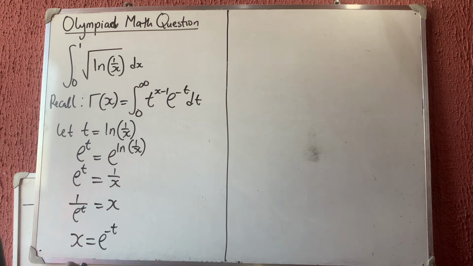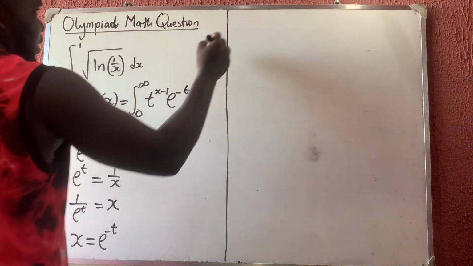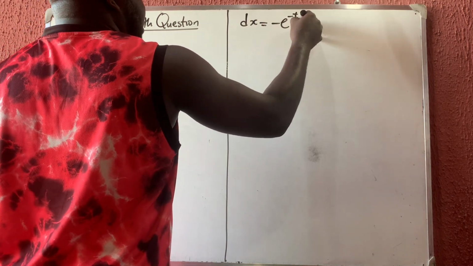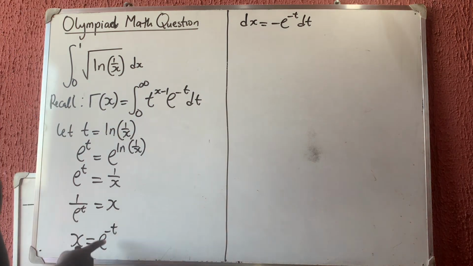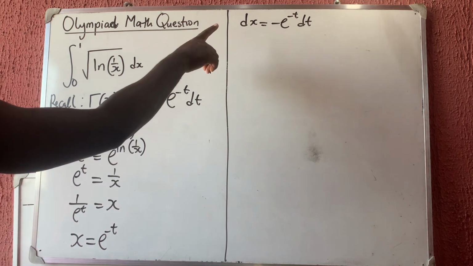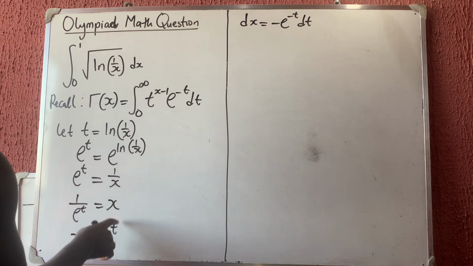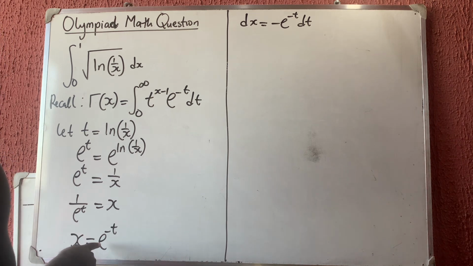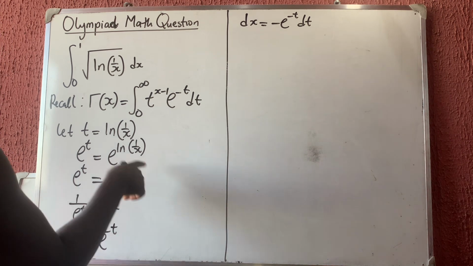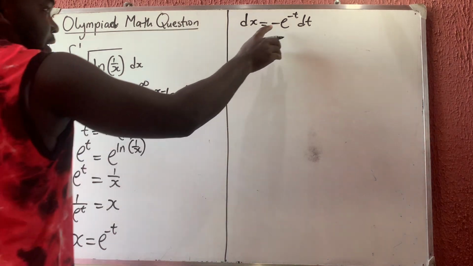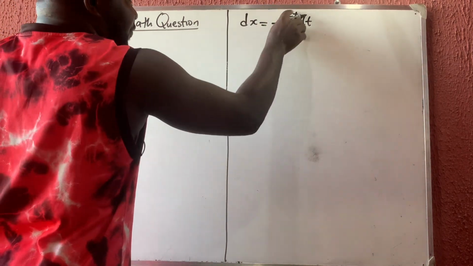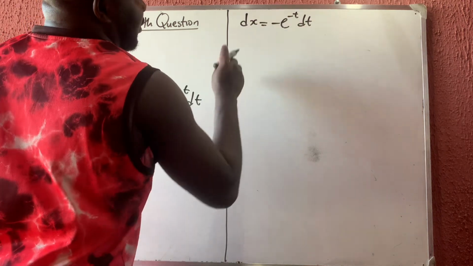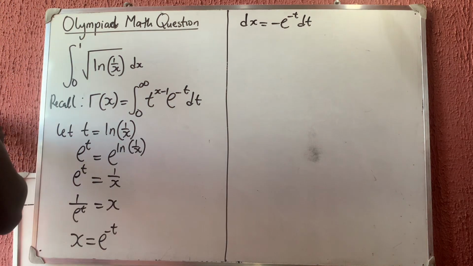Now from here we can get the derivative of both sides. Let us differentiate both sides. We have that dx will now be minus e raised to power minus t dt. Don't forget that differentiating x will give you dx. Differentiating e raised to power minus t, the differentiation of e raised to power something is the same thing as e raised to power that thing, and the differentiation of minus t gives us minus 1. We multiply it by the differentiation of everything. That is the chain rule of differentiation.